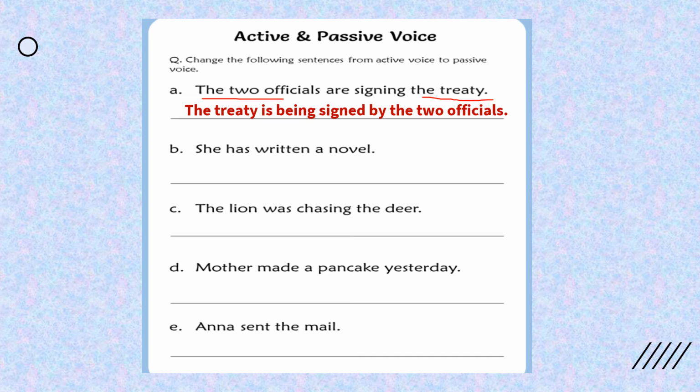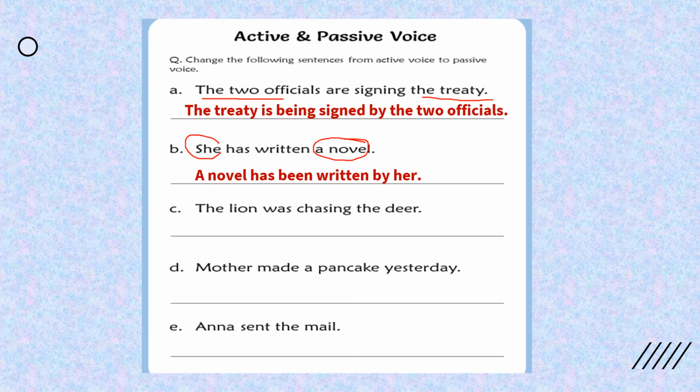She has written a novel. She is the subject. A novel is the object. Now the first rule is to bring the object in front first. Okay, then has written will change to something else, and then we insert a by there. A novel has been written by her.